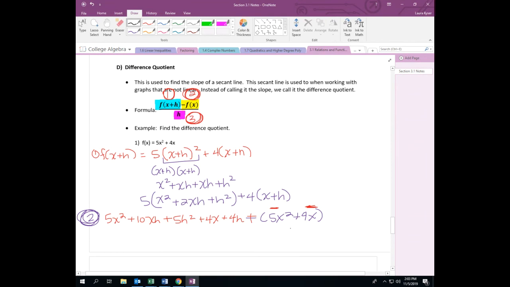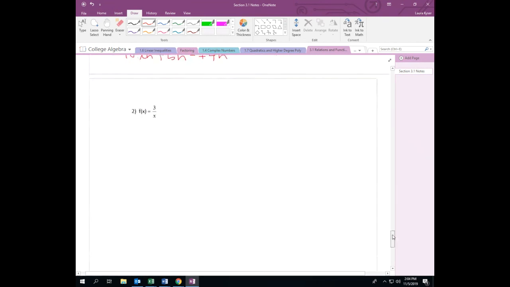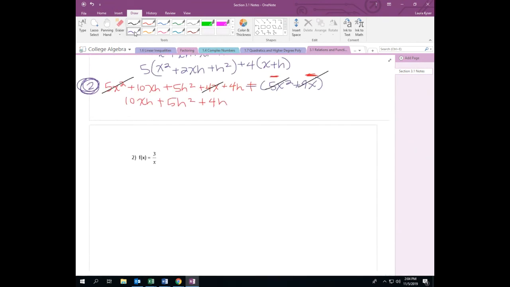5x squared minus 5x squared cancels. Positive 4x and negative 4x cancel. So really, its whole purpose is just to get rid of some stuff. And now we're left with 10xh plus 5h squared plus 4h. Whoa. Step 3, last step, says take everything and divide it by h.